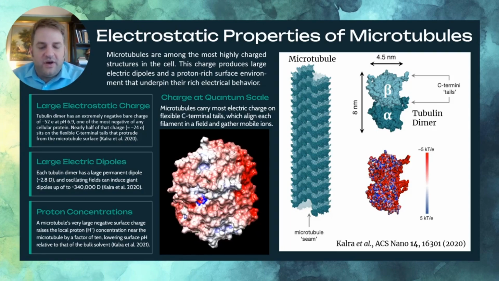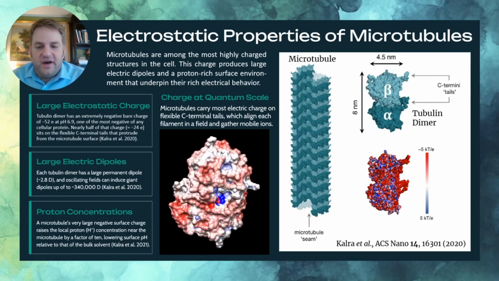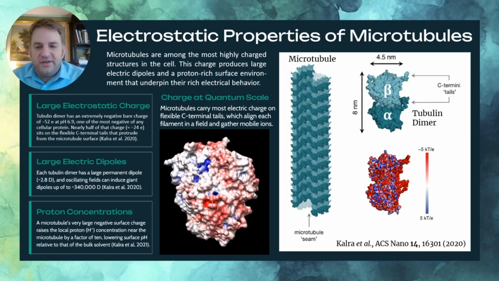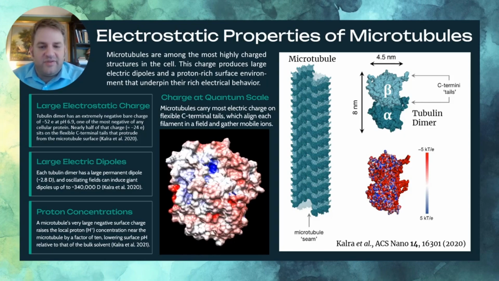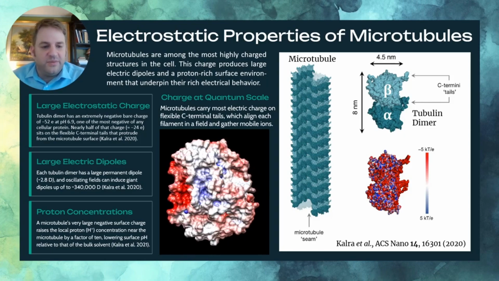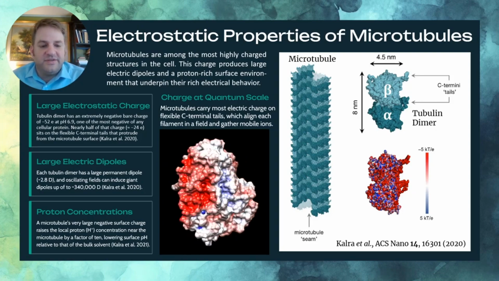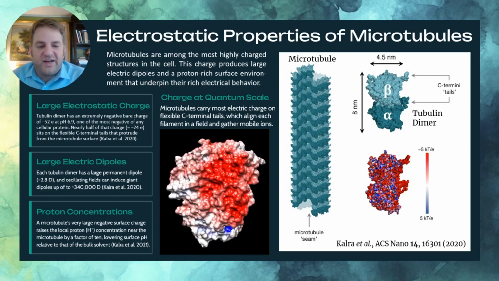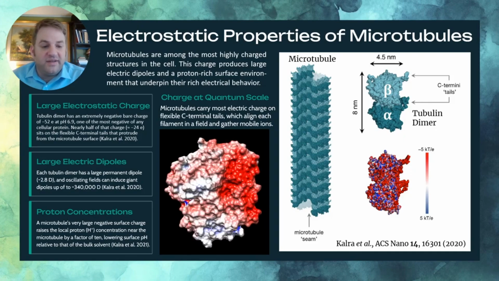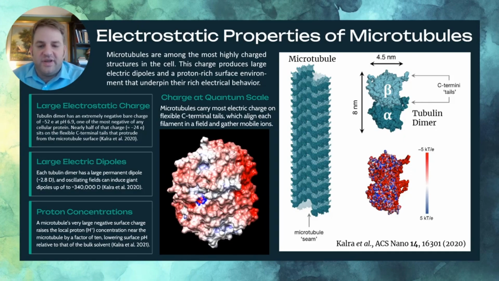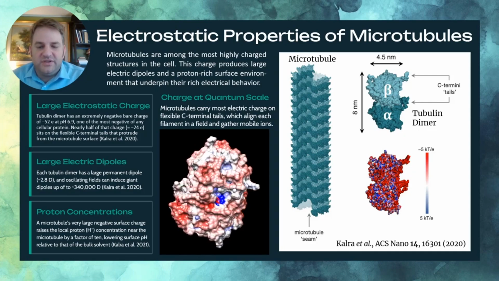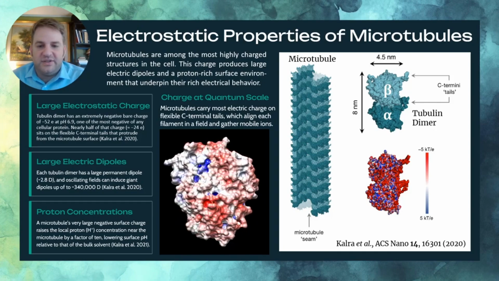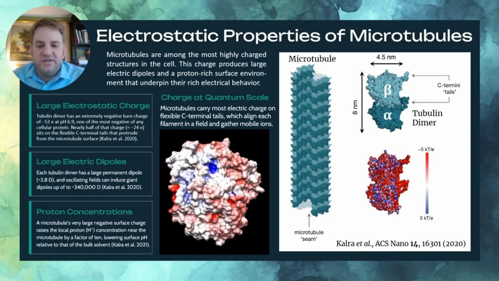And now, of course, all this charge concentrated on the surface of a microtubule, where the C-terminal tails are sticking out, certainly has an interesting effect on the chemical environment surrounding the microtubule. The microtubule's very large negative surface charge raises the local proton concentration near the microtubule by a factor of 10, lowering the pH relative to that of the bulk solvent. So each microtubule is typically surrounded by a cloud of protons, positive ions that are attracted to its negatively charged surface.